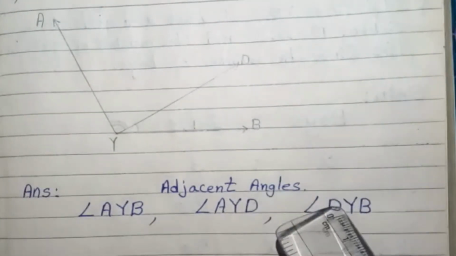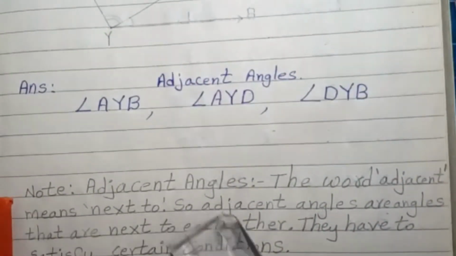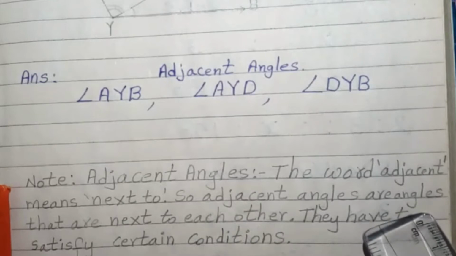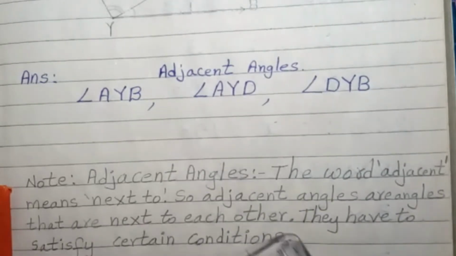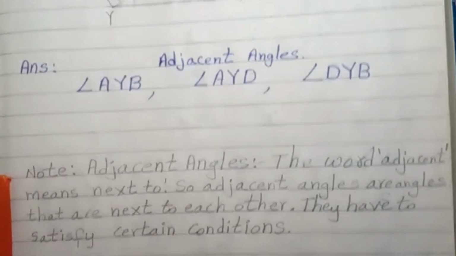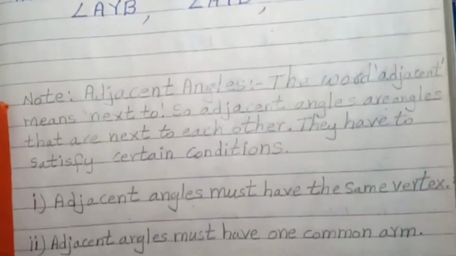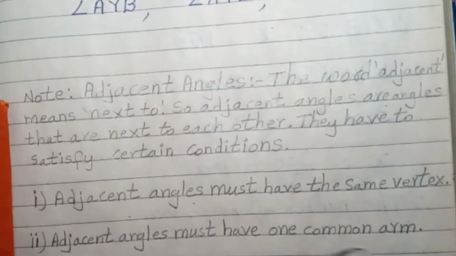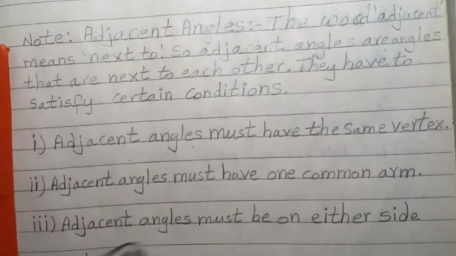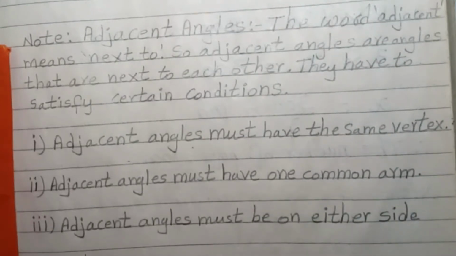These are adjacent angles. Note, adjacent angles. The word adjacent means next to. So, adjacent angles are angles that are next to each other. They have to satisfy certain conditions. Adjacent angles must have the same vertex. Adjacent angles must have one common arm. Adjacent angles must be on either side of the common arm.